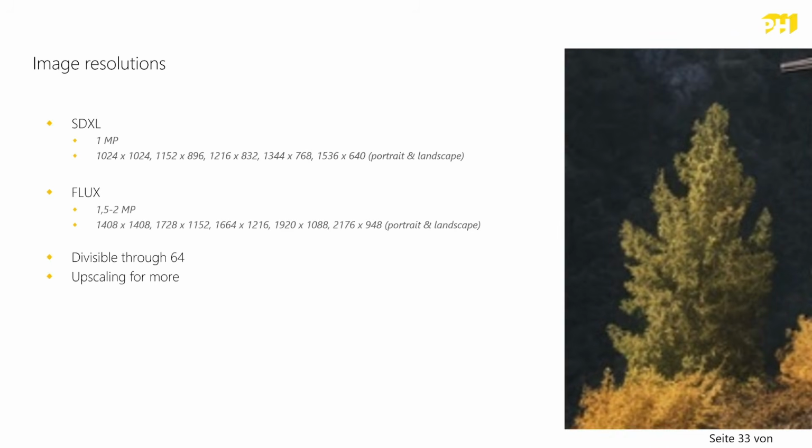Recommended image resolutions for SDXL are about 1 megapixel. For Flux, they are between 1.5 and 2 megapixels. It's best if they are divisible by 64, and if you need more resolution, you can later upscale your outputs.